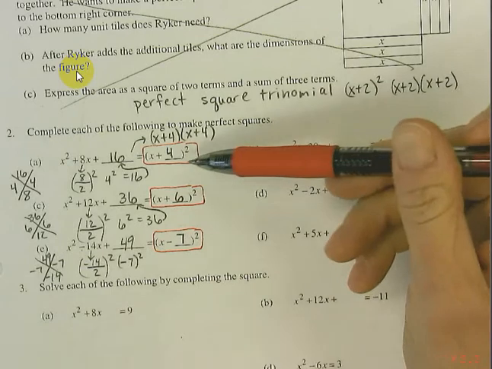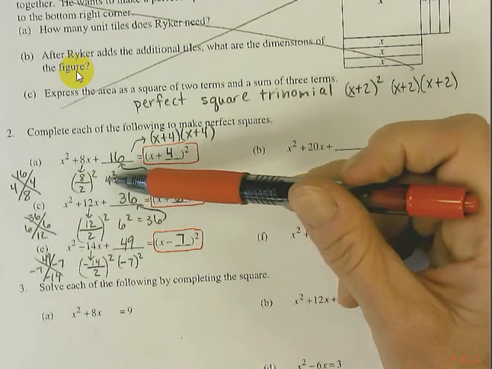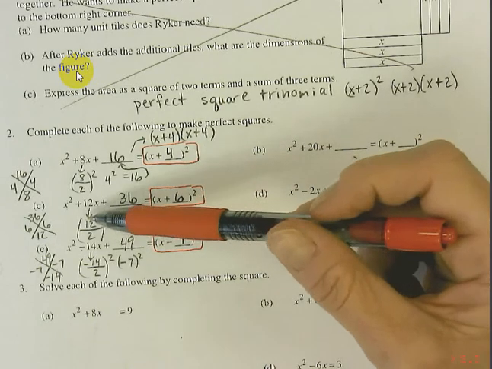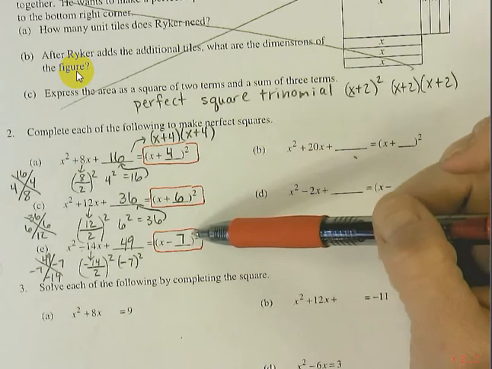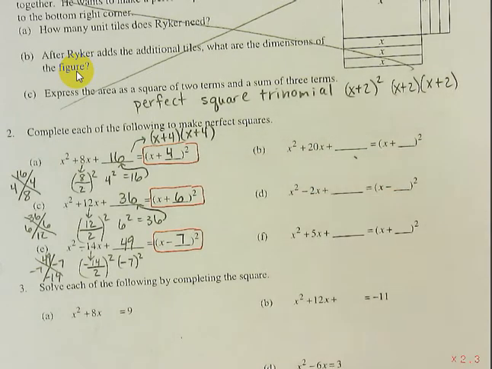Now notice you may see a pattern. This number 4 is coming from half of b before we squared it. This 6 is coming from half of b before we squared it. And again over here, 7 is half of b. So it's kind of nice to see if you did it correctly, that's what it should factor to.